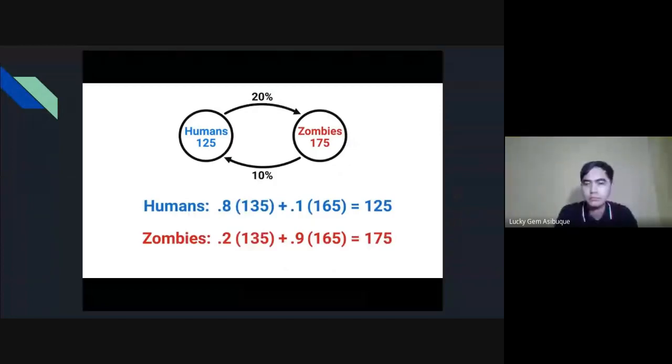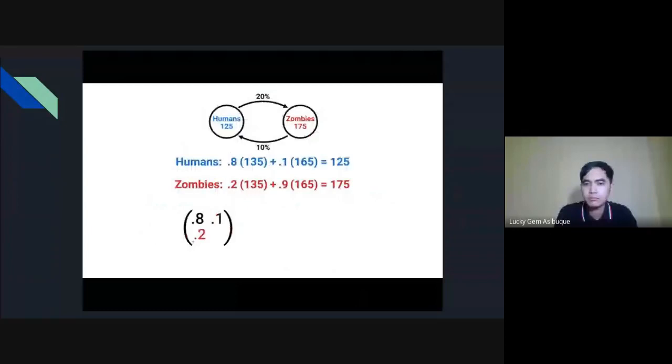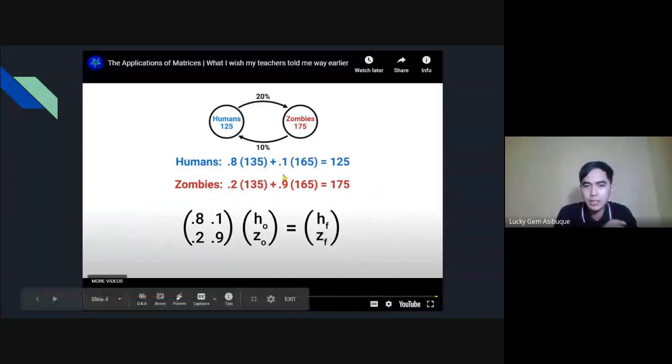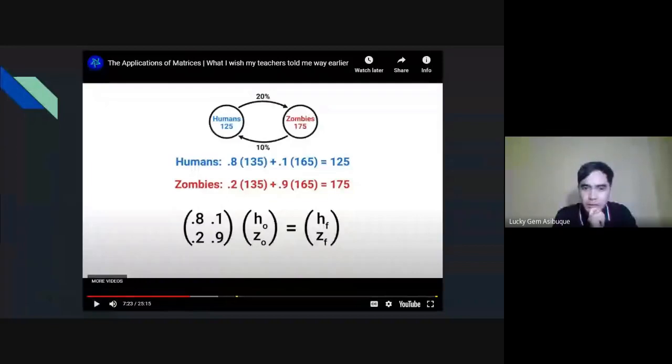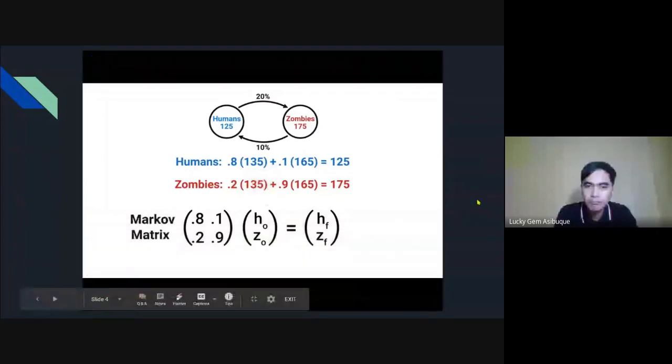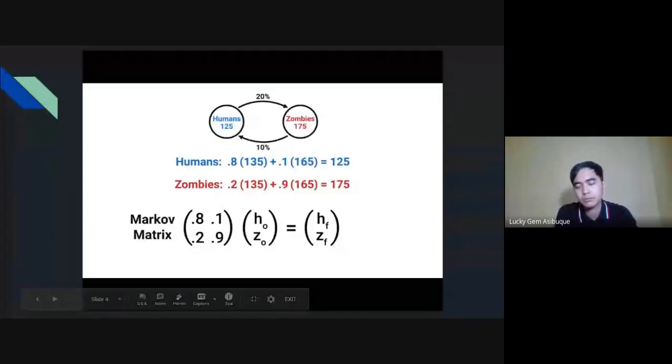Well, what we have here is some linear equations that can be represented as a matrix of those percentages which don't change. This is multiplied by the inputs h and z, or the current population of humans and zombies at any time, and all of this equals the populations after that given hour. This is called the Markov matrix, by the way, since its columns sum to 1 and it has no negative values. But this is like what we just saw.